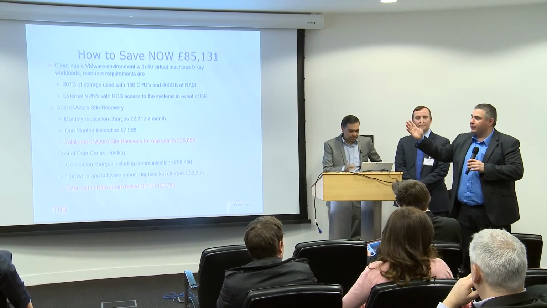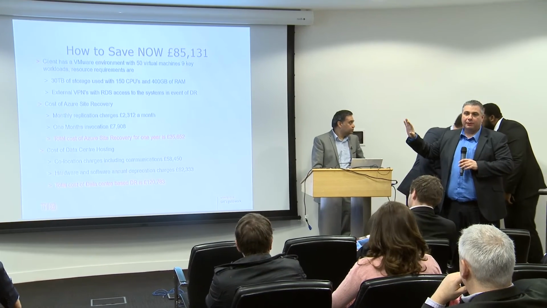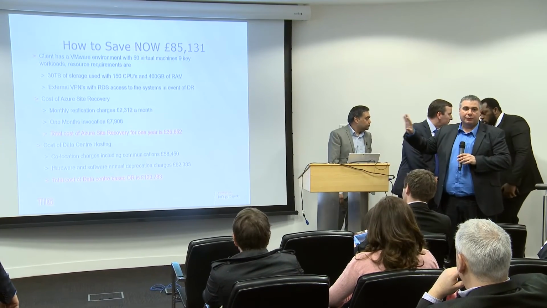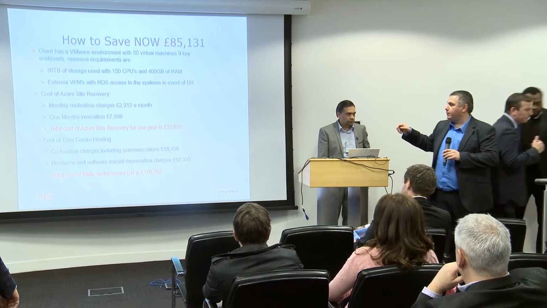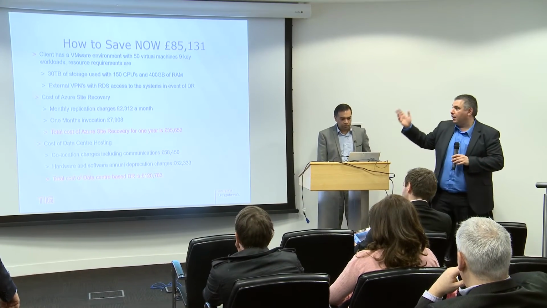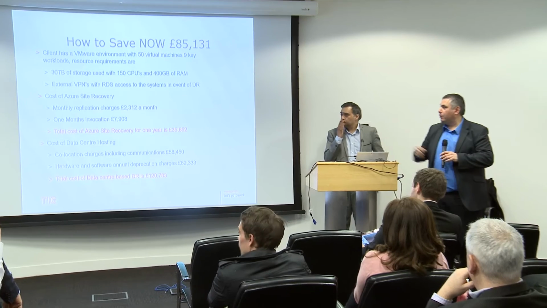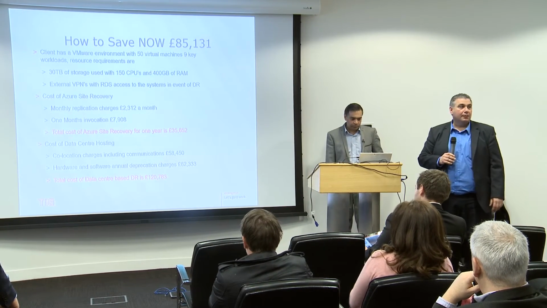So what I've done is just taken a very simple example. I know some of you have got much larger environments, but I'm just trying to be realistic in what we show you from a cost perspective. So 30 terabytes of storage, 150 CPU, 400 gig of RAM, based on 50 virtual machines.